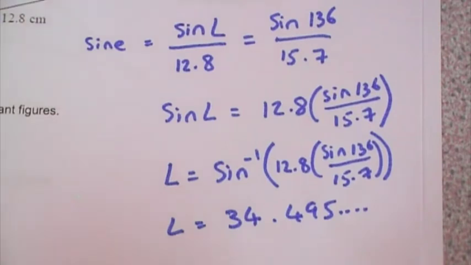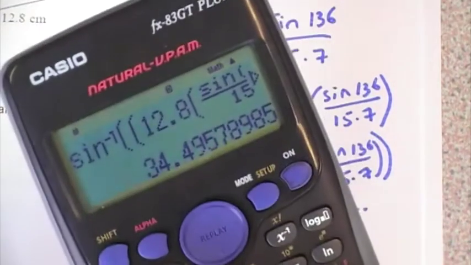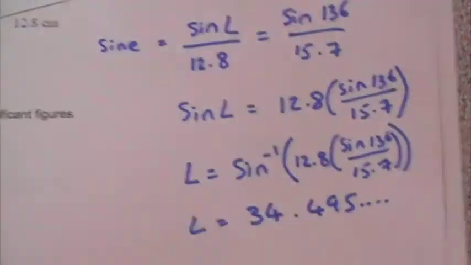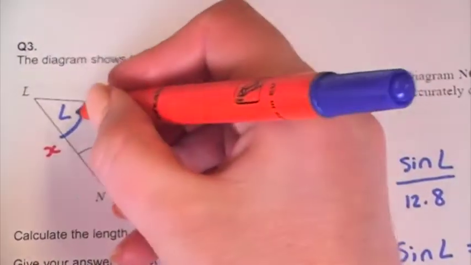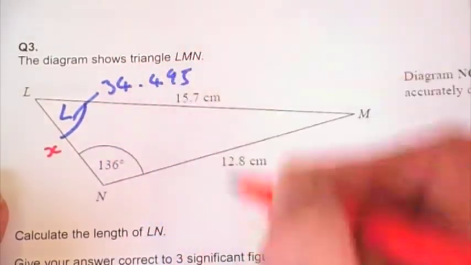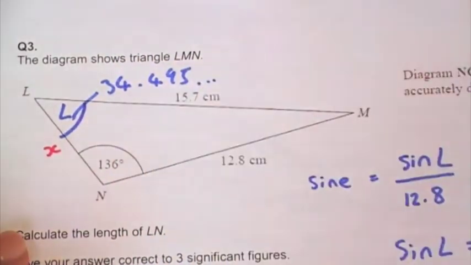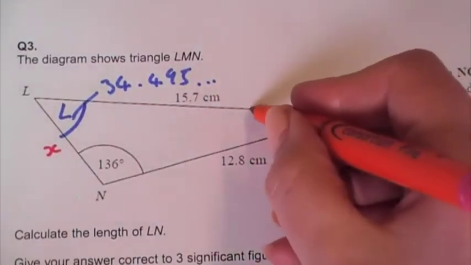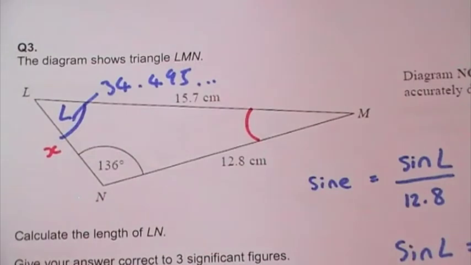Alright, now I'm going to just make a note of this on the diagram, and I'm not pressing clear on my calculator display. I'm keeping that on there. That's what it looks like. So I'm going to make a note here that this is 34.495... Now from that, I'm going to be able to find what this angle is.